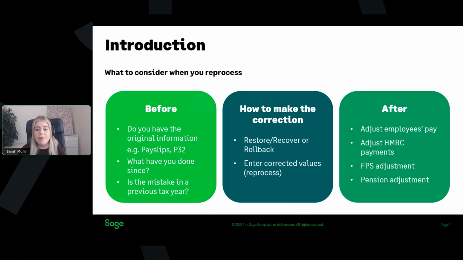You then want to think about what happens after. So how is it you're going to adjust the employee's pay and what you've paid to HMRC if you've already paid the bill? Do they have a pension? Have the pension contributions changed? It might be that you need to adjust those directly with the provider. Then, of course, the FPS adjustment as well to inform HMRC of all of the changes that you've made on the payroll.